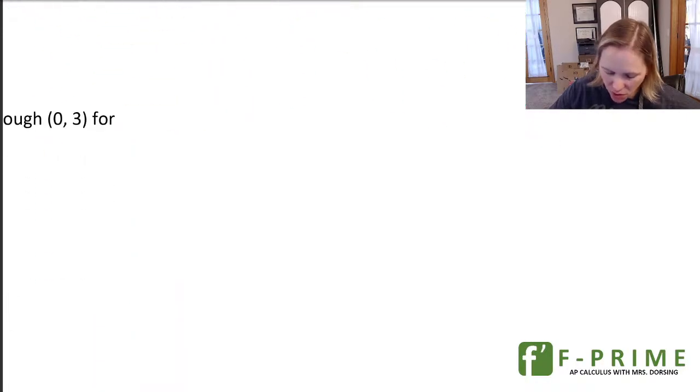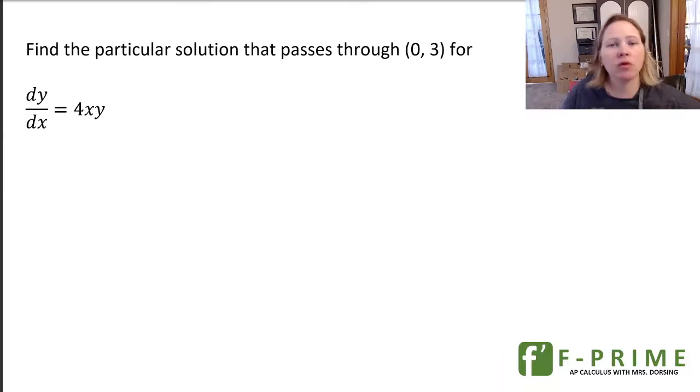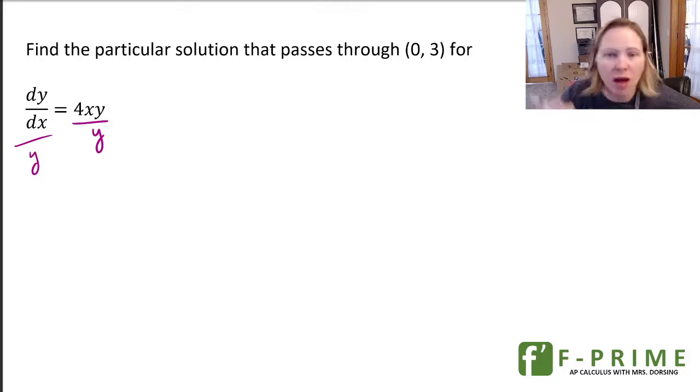So let's keep going. Let's see a couple more. So we want to find the particular solution that passes through the point 0,3 for this particular problem. All right, so here we go. We're going to solve our initial value problem. We're going to separate our variables using multiplication or division. So I'm going to multiply dx over, but I'm going to divide the y over to the other side. So I have to divide by y. And when I divide by y, it's in the bottom of a fraction. If you don't have a number in the problem, it's a 1. Remember, you always have a 1 floating around in every problem.